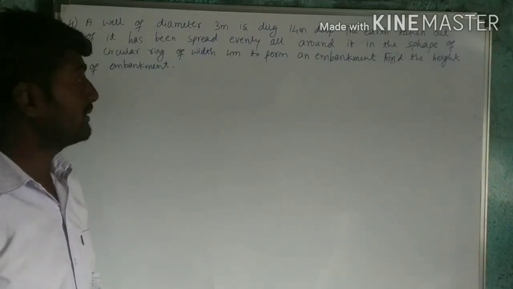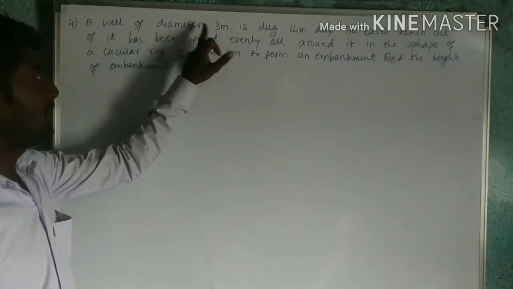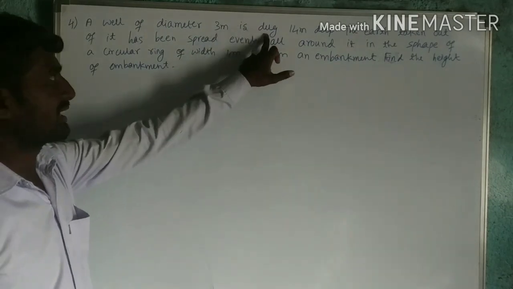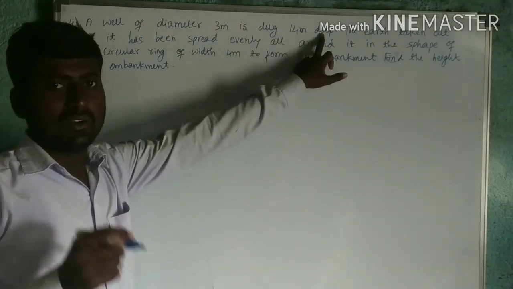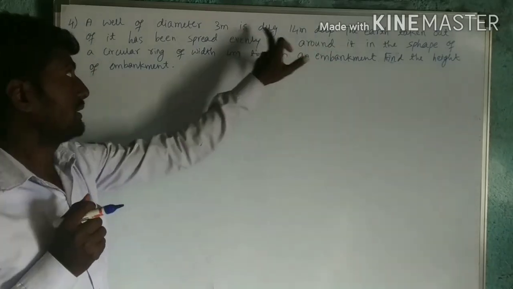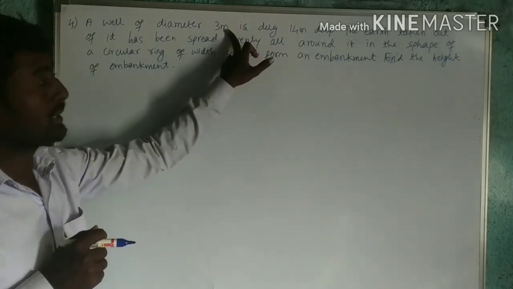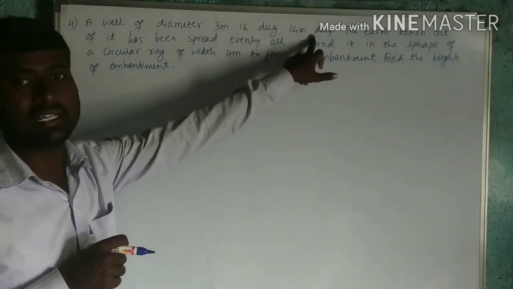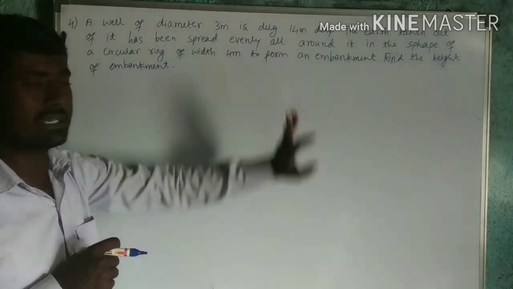Let us discuss the fourth question. A well of diameter 3 meter is dug 14 meter deep. So there was a well, we are going to dig that well. The diameter is 3 meter, so the radius will be 3 by 2. Deep 14 meter means the height of that well, so that is 14 meter.